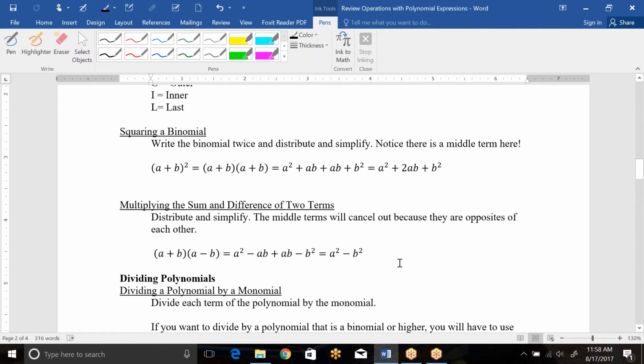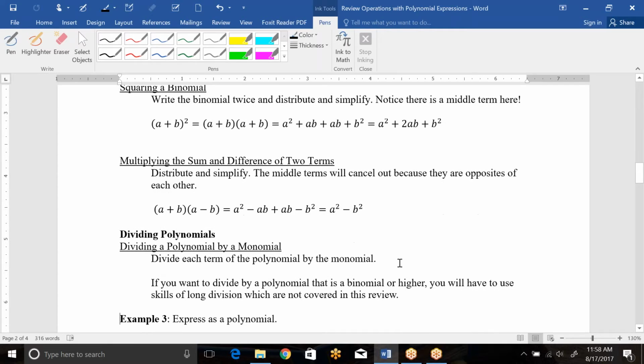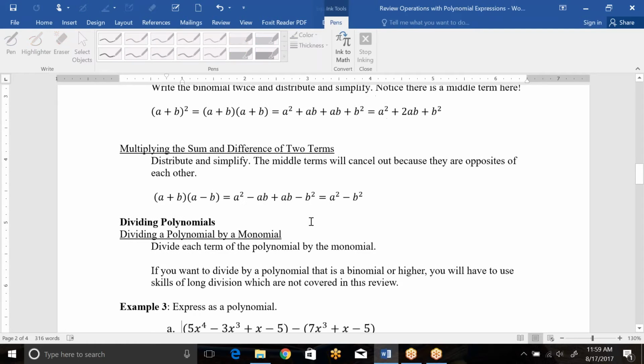If you're multiplying the sum and difference of two terms, you're going to distribute and simplify. What we mean by that is you have a binomial and an identical binomial where the only difference is the sign in the middle is different, so a plus versus a minus. When you distribute or FOIL that out, you end up getting middle terms that cancel, and you're left with just a squared minus b squared. So that one will be more important to us when we go backwards when we're doing factoring, but you can still do it by distributive property.